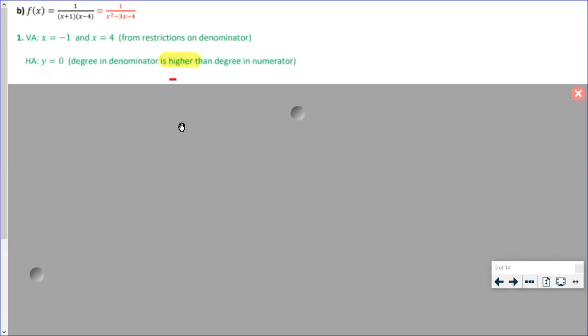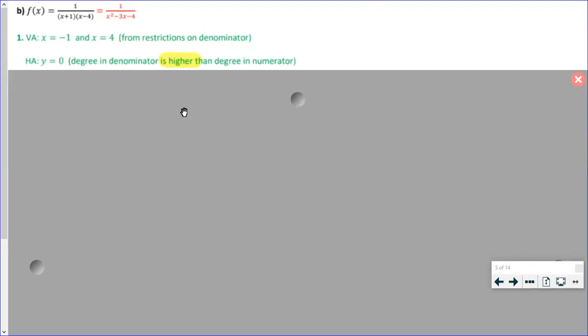Now, because the degree in the denominator is higher than the degree in the numerator, we do have a horizontal asymptote at y is equal to 0. Remember, early on in curve sketching, you learned all of these rules about horizontal asymptotes that reinforced what you learned in the MCR course.